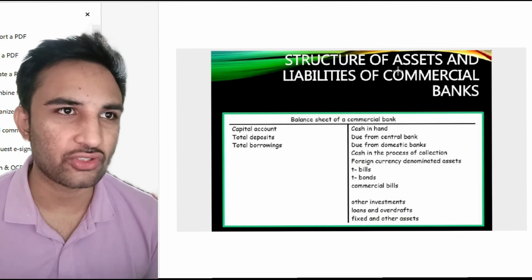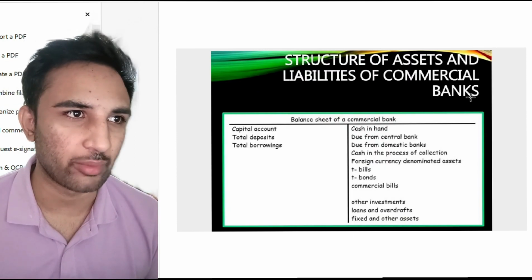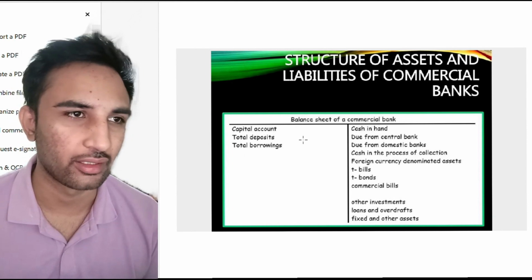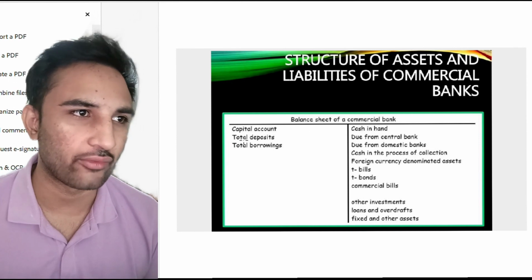So this is the structure of assets and liabilities of a commercial bank. So this is an example balance sheet of a commercial bank. So on the left side, we have capital account, total deposits and total borrowing.